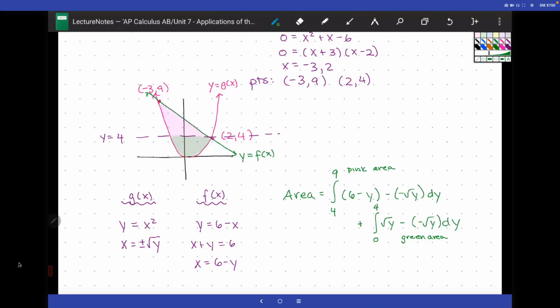Very good. And then we'd work that out. But again, I'll just save time and not work it out. That was pretty easy because it's just power rule all across. But any questions about that?